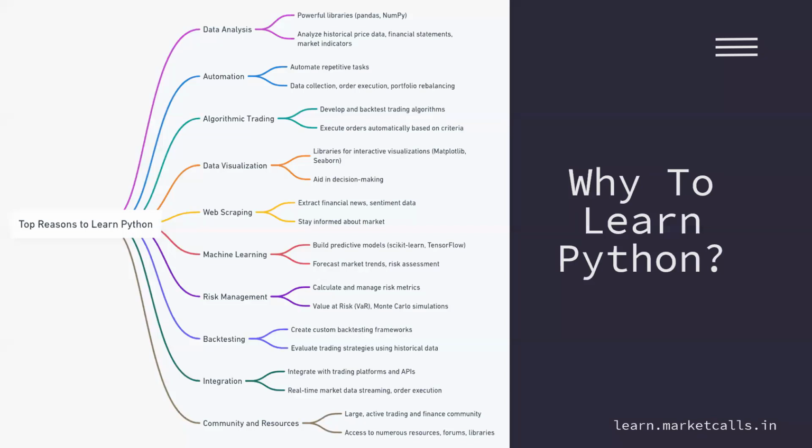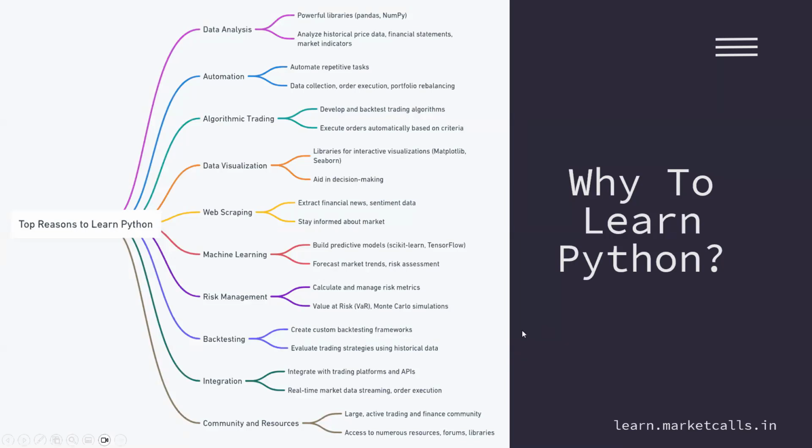Machine learning in trading itself is quite a popular concept when it comes to financial markets. You can do risk management, backtesting, build trading strategies, and optimize your trading strategies. You can integrate with various brokers. These days, various brokers also offer Python libraries to perform automated trading. And one interesting thing about Python is that it has a very big community and very strong resources. You have large, active trading and financial communities, and you will have access to numerous resources, forums, and libraries. A lot of forums talk about Python.